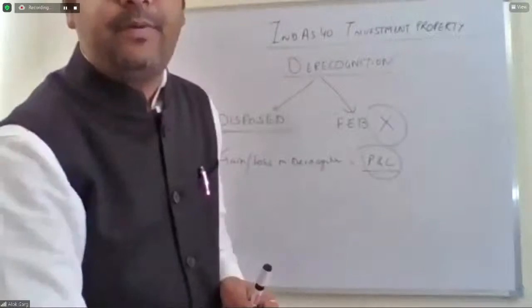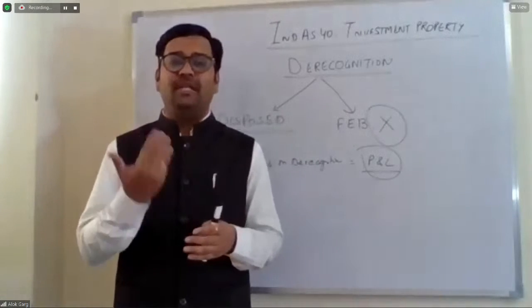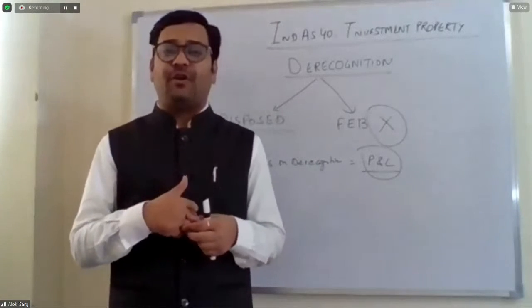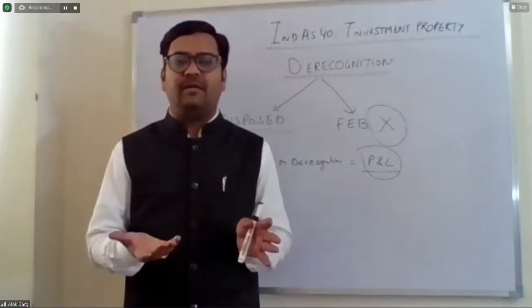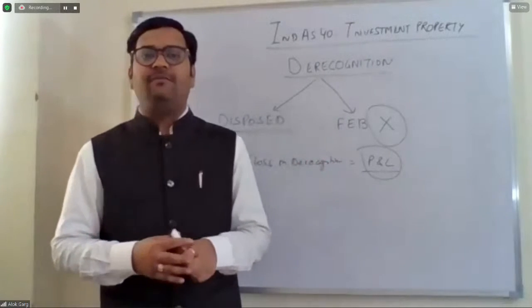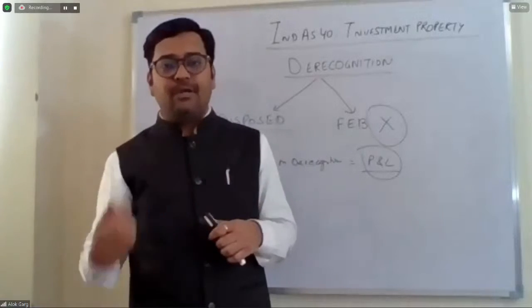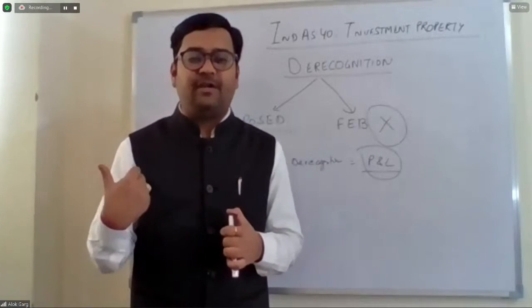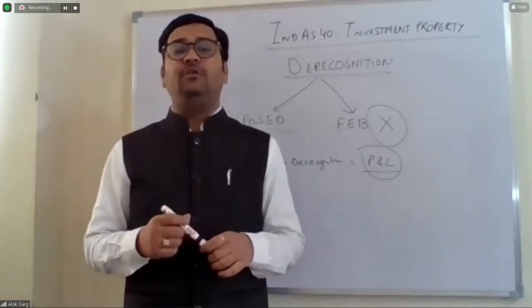IndAS 40 investment property. We discussed what is investment property, what is the meaning of owner occupied property or property, plant and equipment. We discussed the important aspect that if there is a dual purpose, then how the treatment will happen. If the company is able to sell separately, treatment would be different. If the company is not able to sell separately, the treatment would be different. You need to see what is the significant portion, what is the significant part.